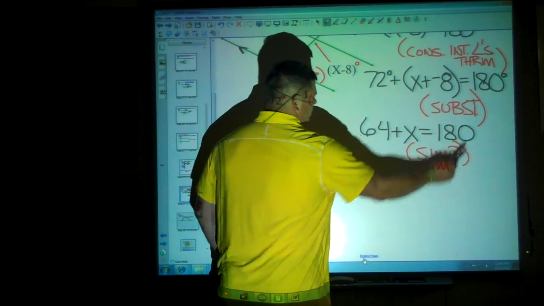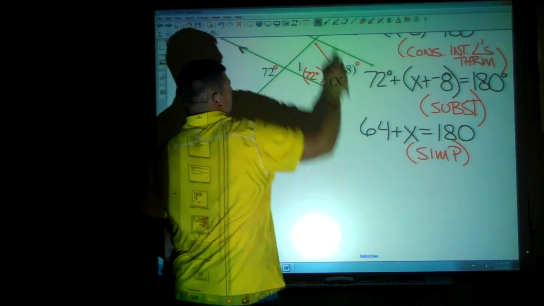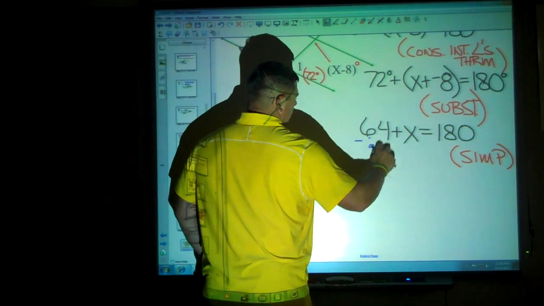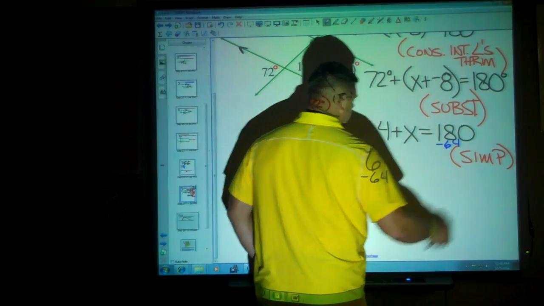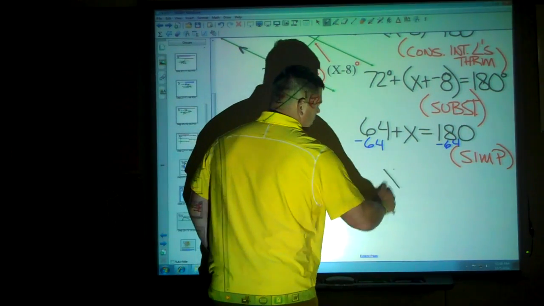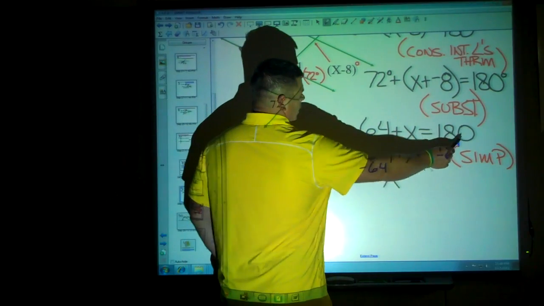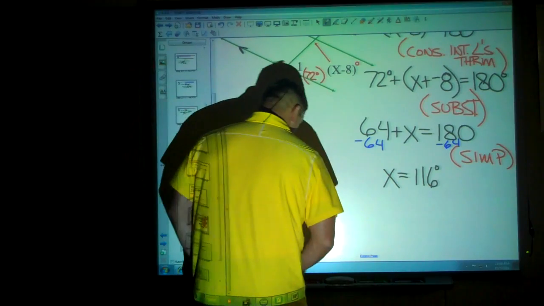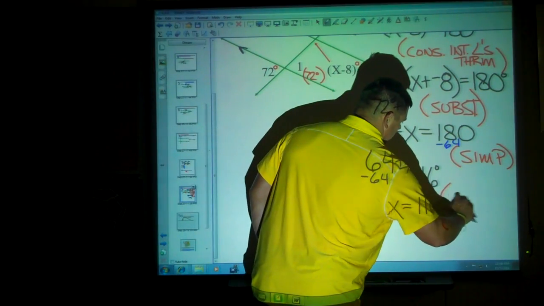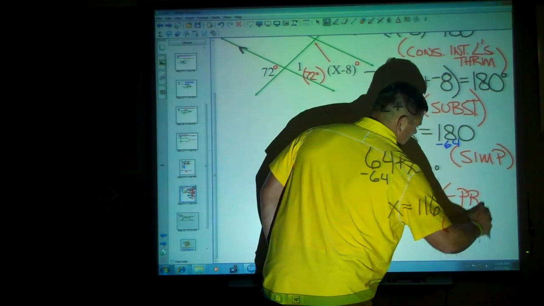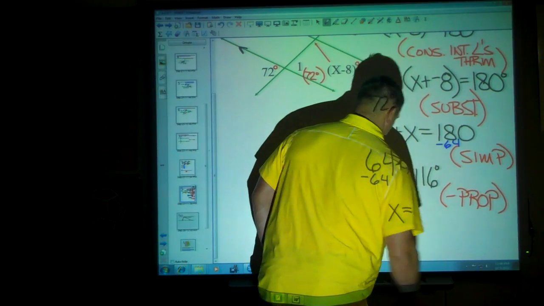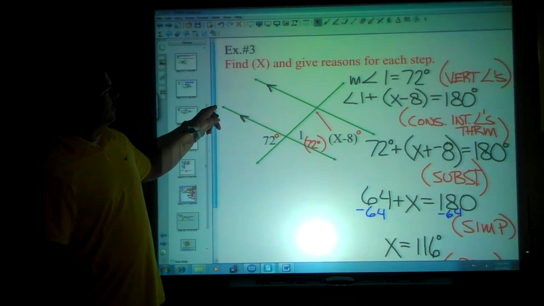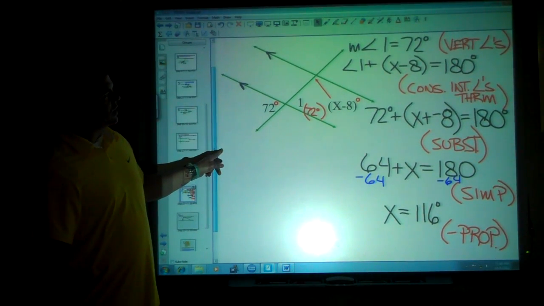Next, we will take the 64 and subtract it from both sides. So if we subtract 64 from both sides, minus 64, minus 64, we end up with x is equal to 116. And that was the subtraction property of equality. We have now found the value of x, and we've given reasons for every step.